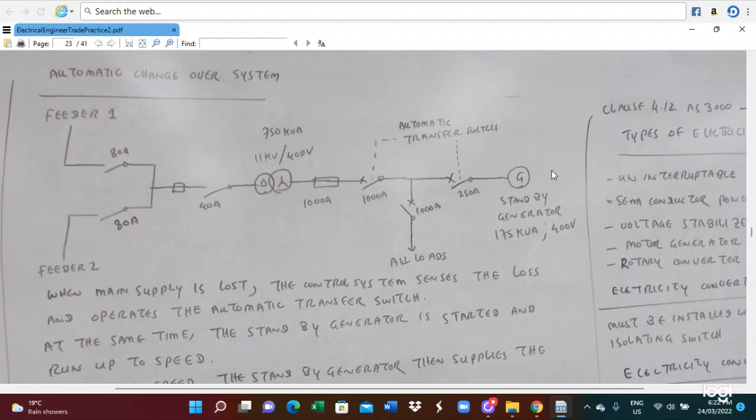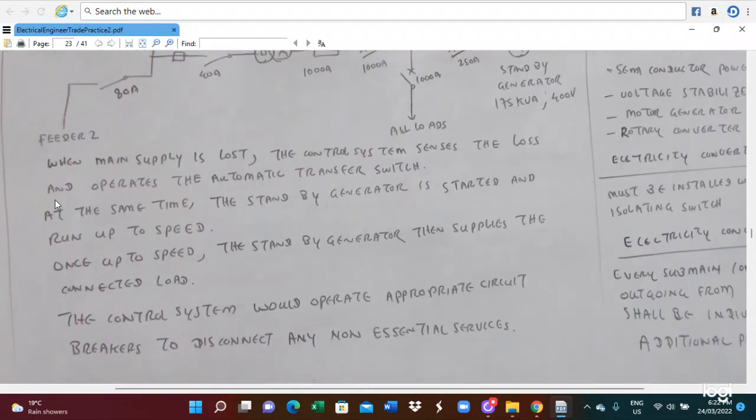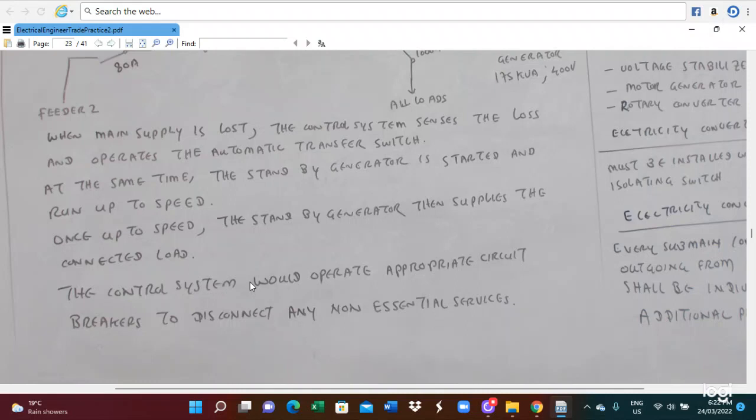This is the standby generator. So this is the configuration of the feeder, power transformer, standby automatic transfer switch, and standby generator. When the main supply is lost, the control system senses the loss and operates the automatic transfer switch. At the same time, the standby generator starts and runs up to speed. Once up to speed, the standby generator supplies the connected load. The control system will operate the appropriate circuit breakers to disconnect any non-essential service.